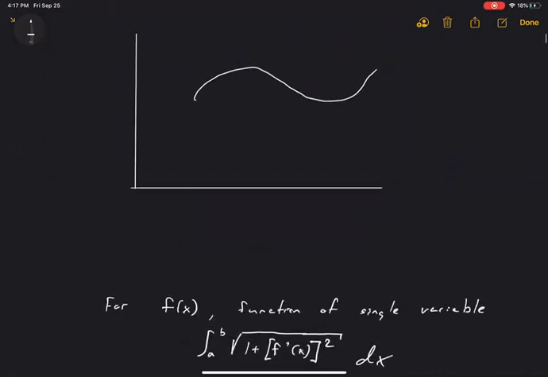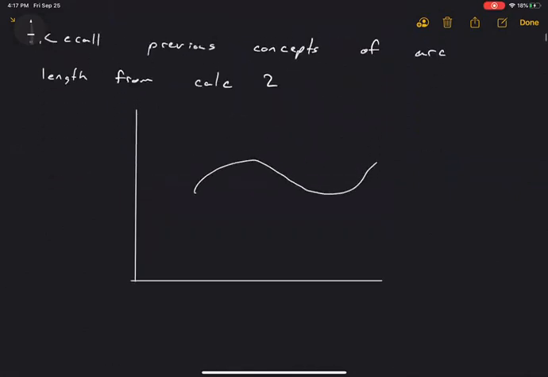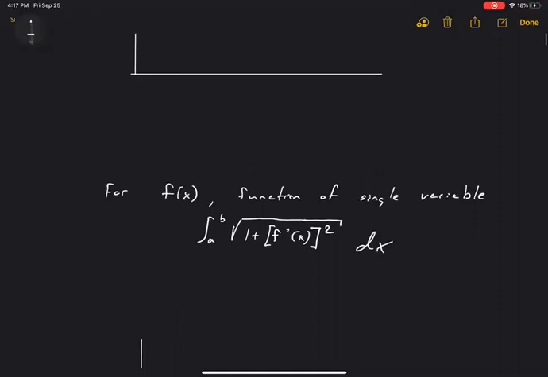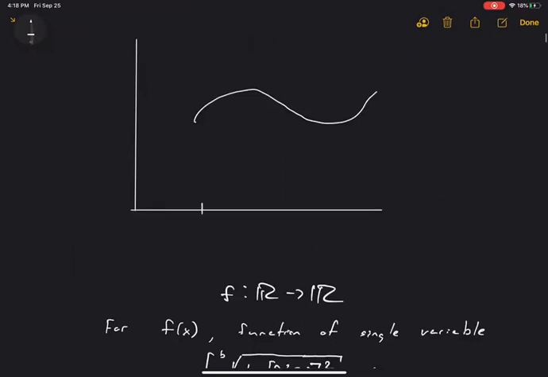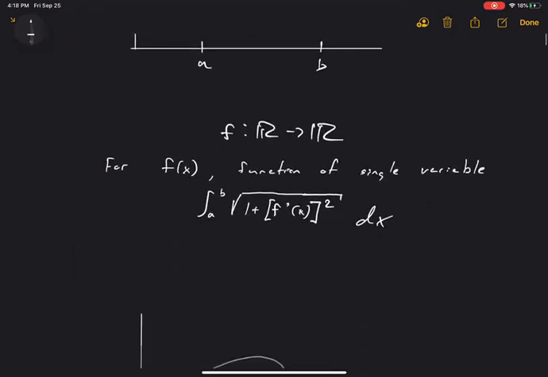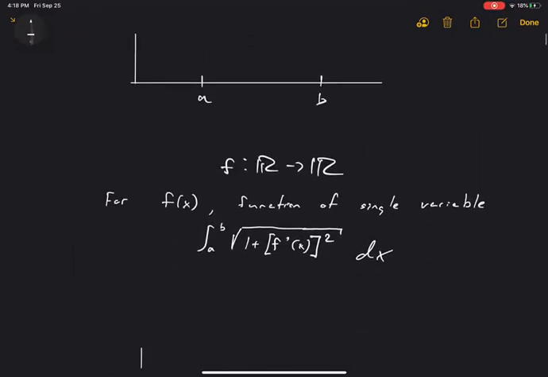All right, so remember the idea of arc length from Calc 2. I think that's the first time we started talking about it. We had a couple different ways to approach it. If we just had a normal function, in this case, a function from R to R, that had a graph maybe like this, we could talk about the arc length, the actual length of this curve between the points A and B. Okay, that had a formula that looked like this.